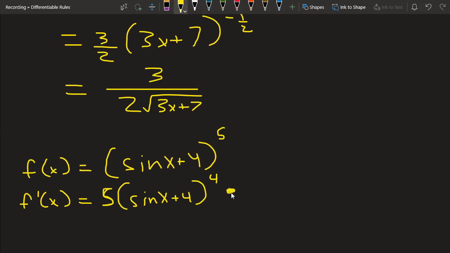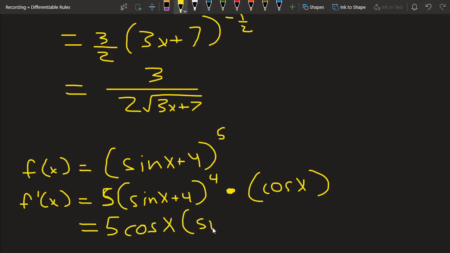Since u is sine x plus 4, the derivative of sine x plus 4 would be cosine of x. So cos x. And we can simplify this as 5 cosine of x times (sine of x plus 4) to the power of 4.